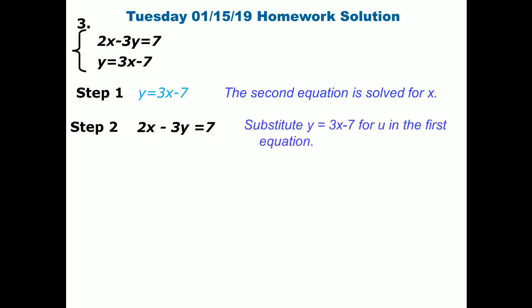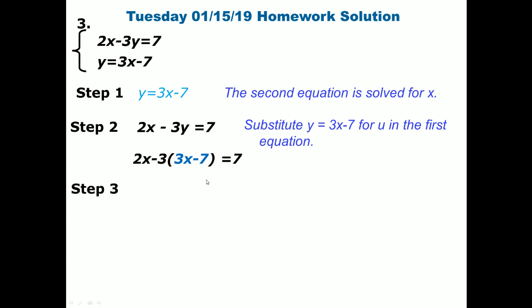So what I can do is substitute y equals 3x minus 7 for y into the first equation. Check it out. Do you see the y? The y here was replaced, y was taken out, and 3x minus 7 was brought in. Why are we allowed to do that? It's right here. Okay, it's right here.